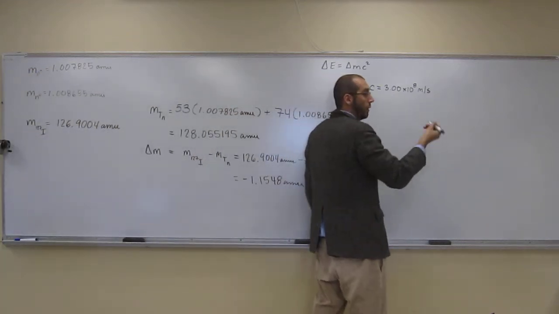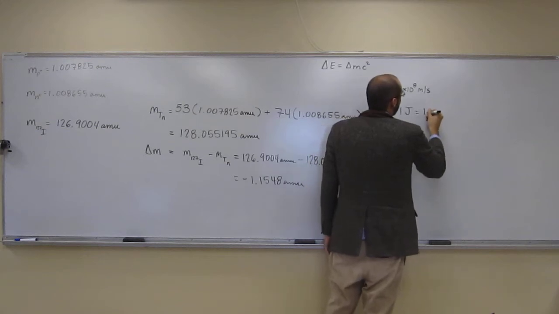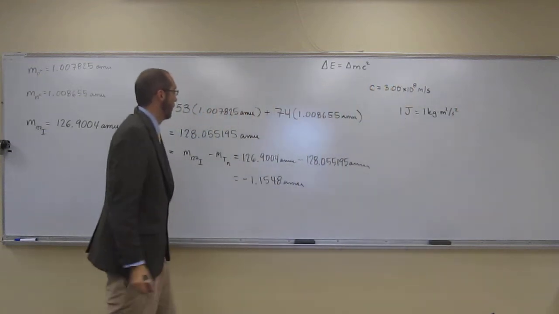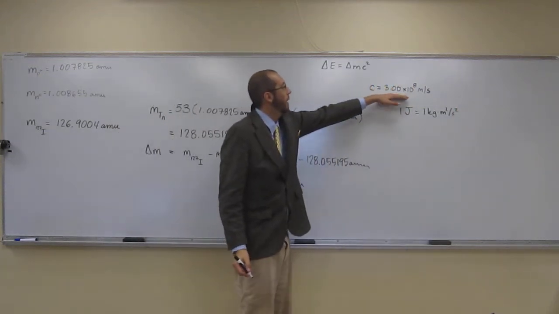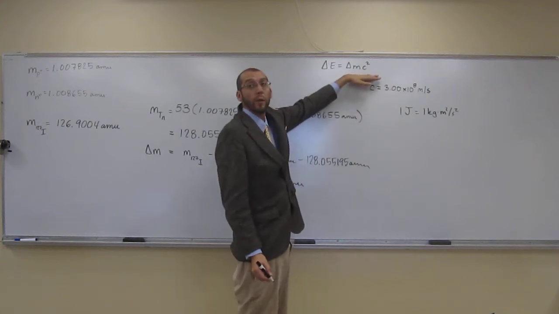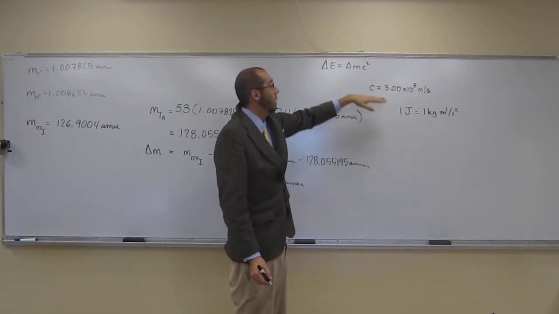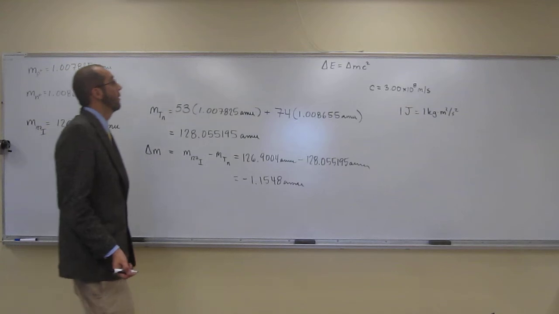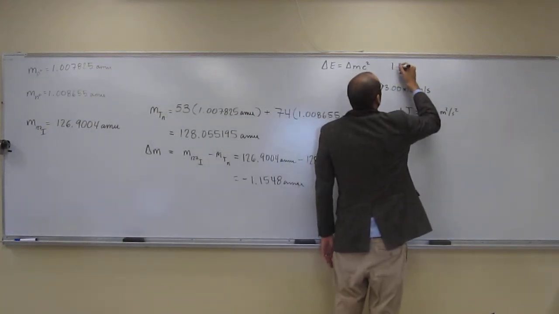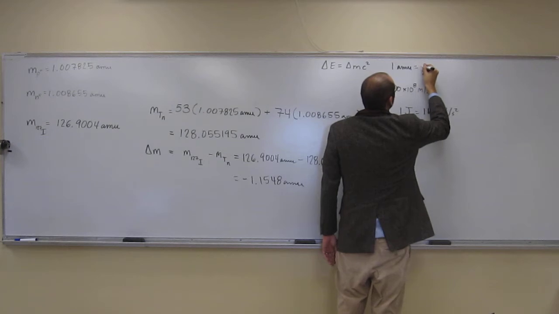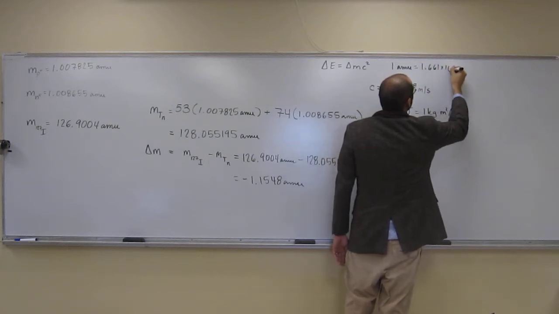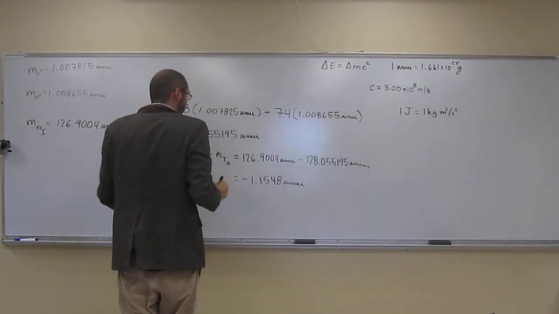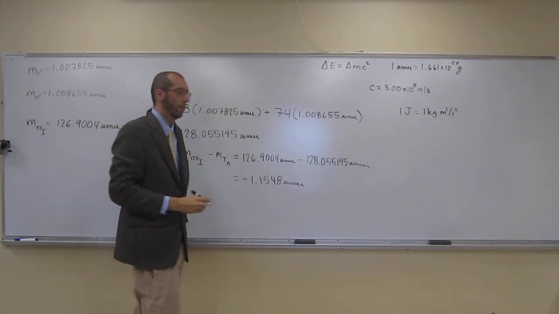But remember, energy here is going to be in joules, and one joule equals one kilogram meter squared per second squared. When we plug into this equation we'll have meters squared per second squared, but we have AMU for our mass units, so we want to switch to kilograms. Use this conversion factor: 1 AMU equals 1.661 times 10 to the negative 24th grams. That'll be given to you.